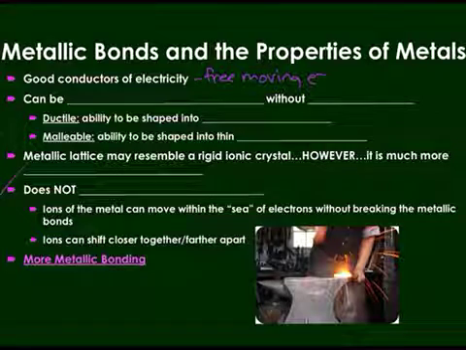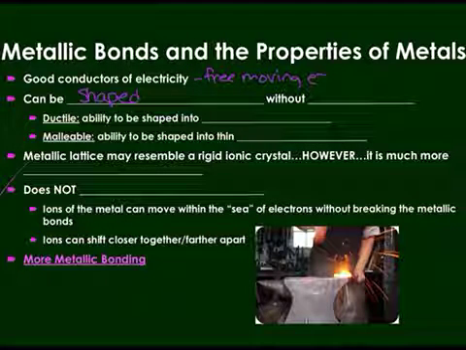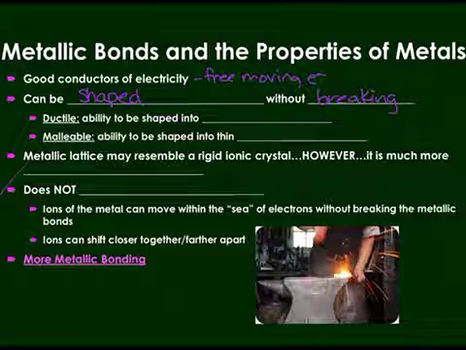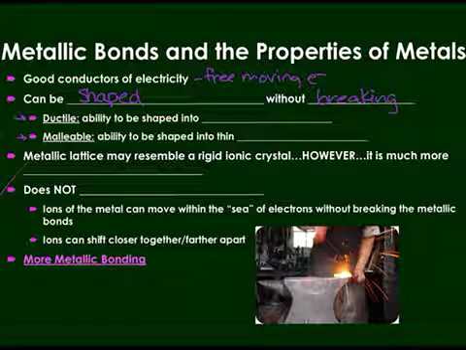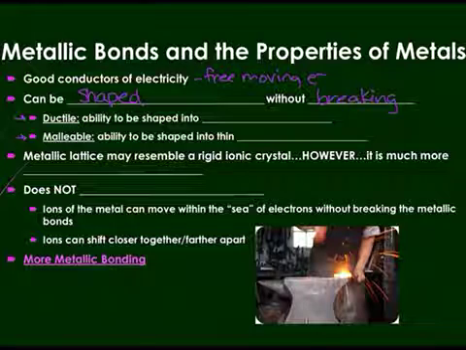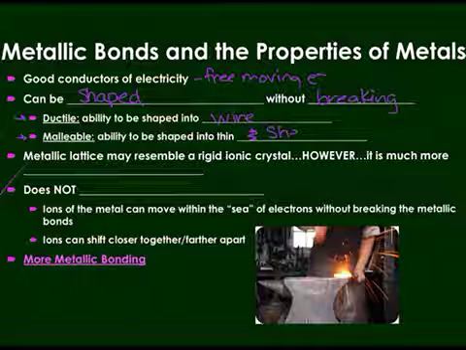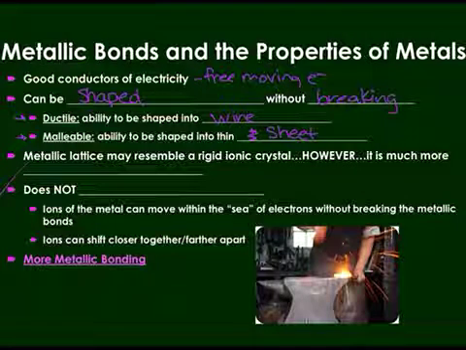Metals or items with metallic bonds can be shaped without breaking. And the two ways that they often get shaped are in ductile and malleable ways. So ductile is the ability to be shaped into wire, and malleable is the ability to be shaped into thin sheets, like aluminum foil.